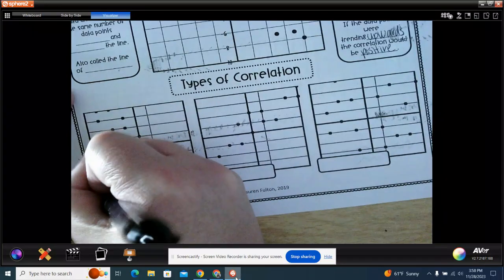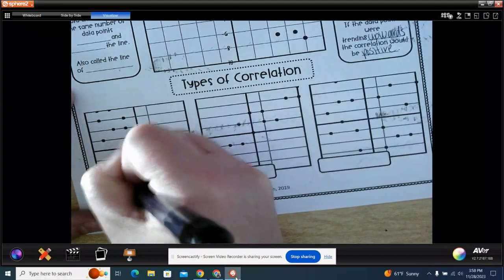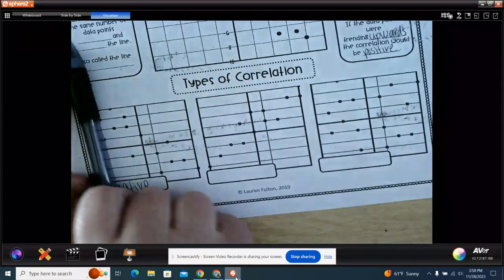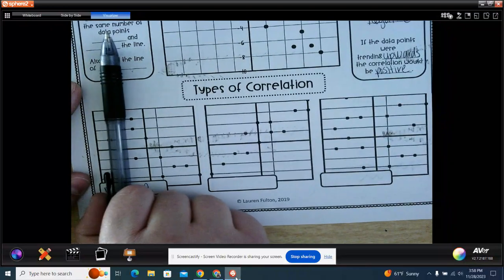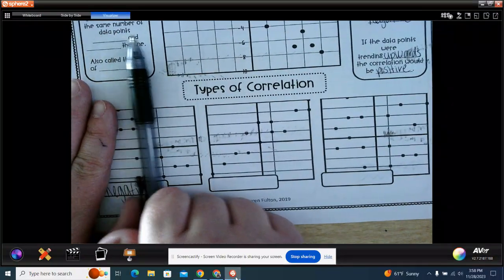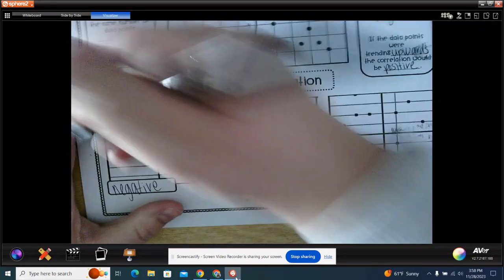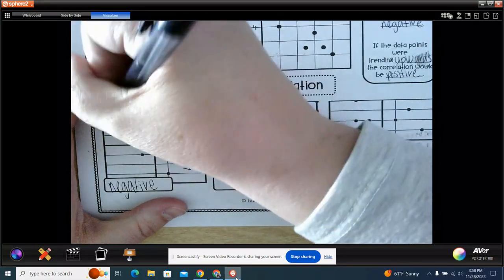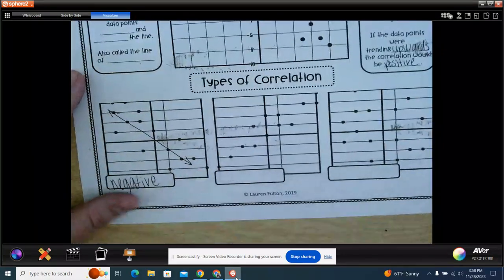So this first graph is going to be negative correlation. When I move my pen from left to right, the data points are going down. And if you need to, you can always draw a line through the data, and the line is going down.